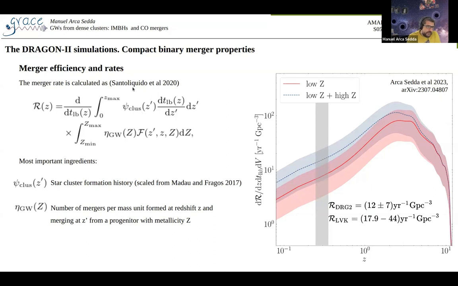And then we computed the merger rate following the work by Santoliquido et al. Basically, we made some assumption about the cosmic star formation rate, and this is mostly in the first part of the integral. And then we calculate how many mergers form at redshift z first and merge at redshift z. And then we compute the merger rate. What we found is a merger rate of 12 events per year per cubic gigaparsec. So this is slightly on the lower end of the distribution predicted by LIGO-Virgo, meaning that from young clusters, we may expect 30 to 40% of the merger population, at least for black hole mergers.